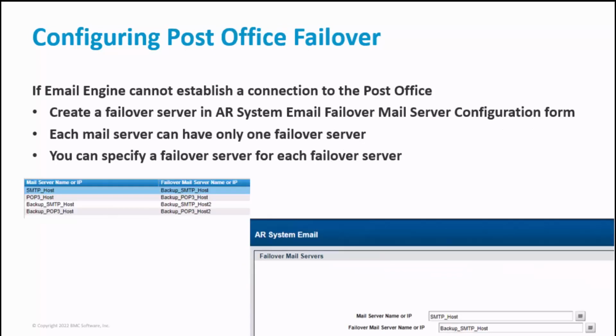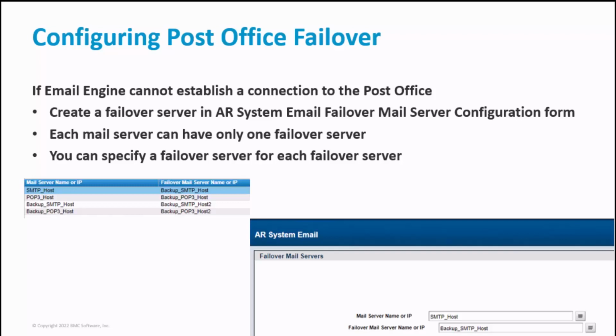Now that we've looked at how to make the email engine more resilient, let's look at how to get better fault tolerance with your post office. If the email engine cannot establish a connection to the post office, you can configure it so that it will try to connect to a backup post office. Now, this assumes that your email administrators have set up your post office with a backup.